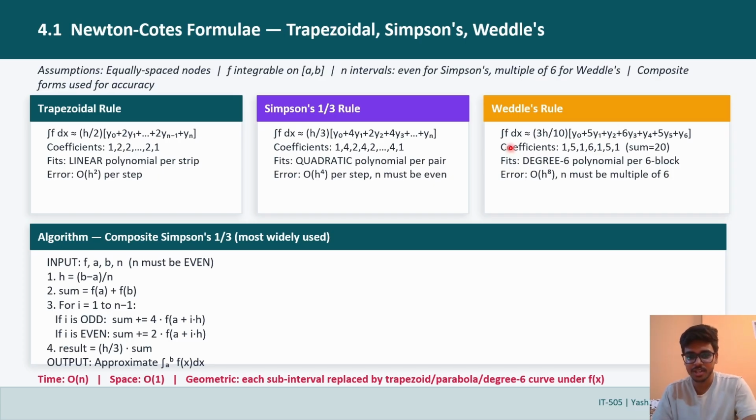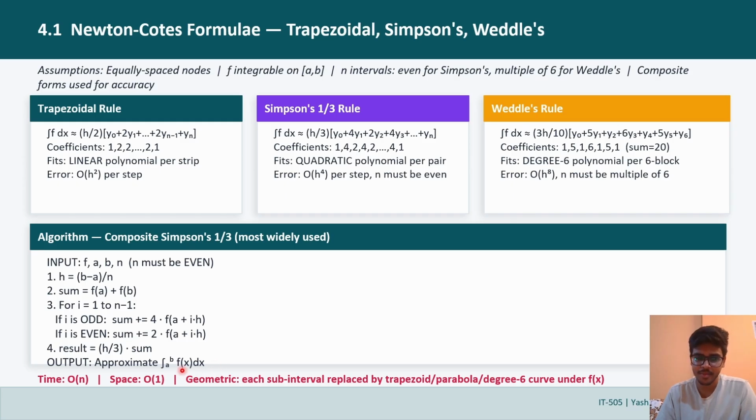So the algorithm for composite Simpson's 1/3: we compute h equals b minus a over n. Start with sum equals f of a plus f of b. For each interior point i from 1 to n minus 1, if i is odd, add 4 times f of a plus i times h. If i is even, add 2 times f of a plus i times h, and multiply the total sum by h divided by 3.